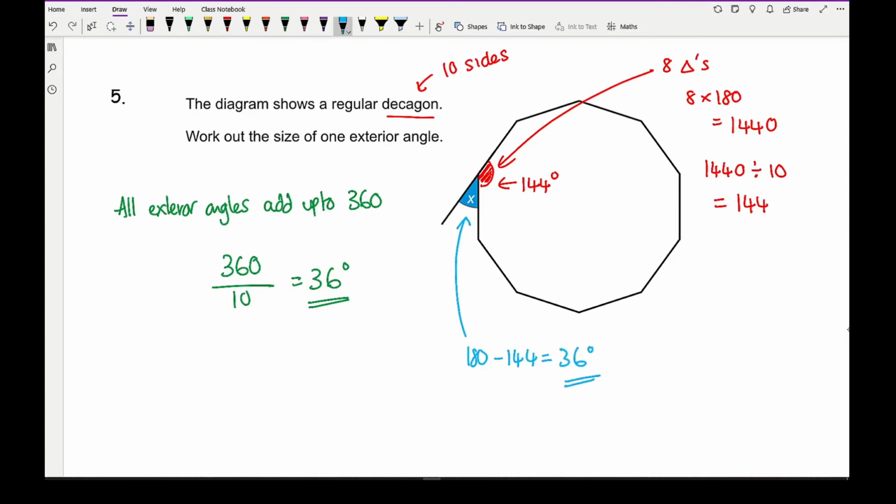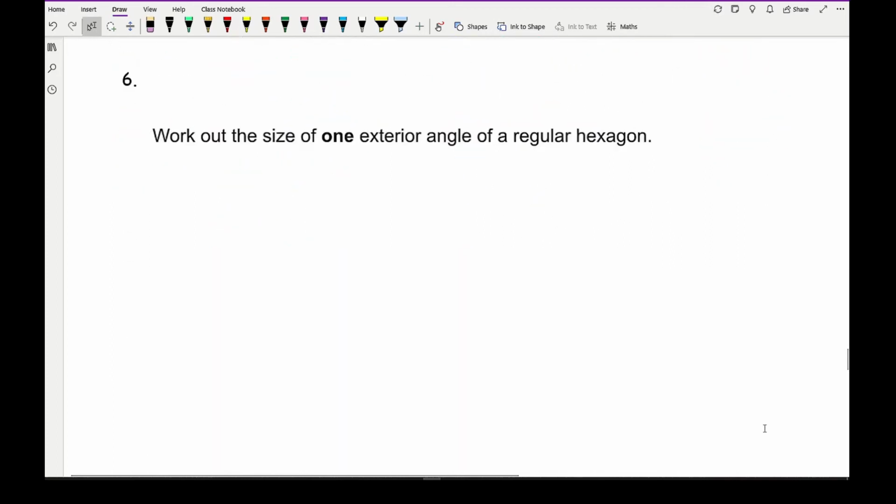So it really does depend on what information you're given and what you remember in terms of method to work it out. But I certainly would recommend that you know both. So let's have a look at question 6, which says work out the exterior angle of a regular hexagon. A hexagon has got 6 sides.